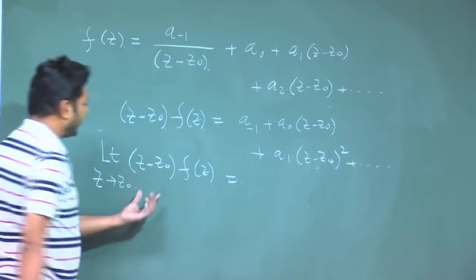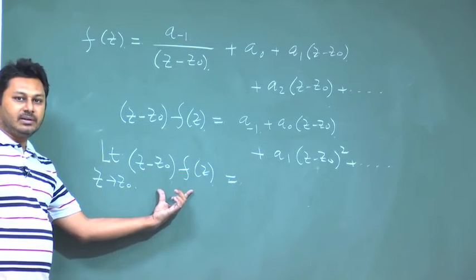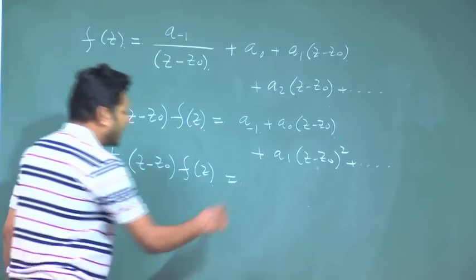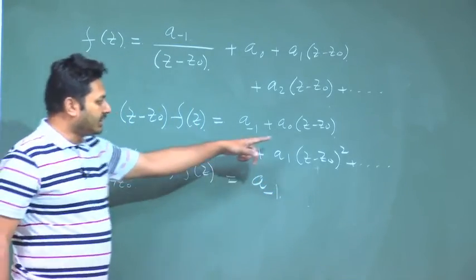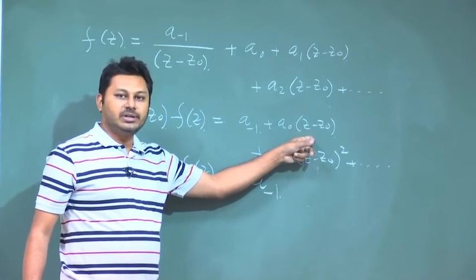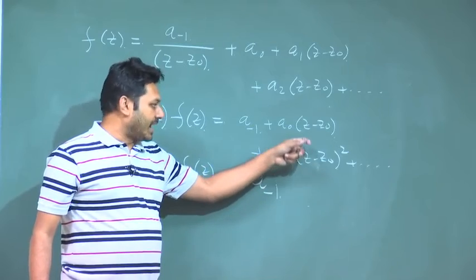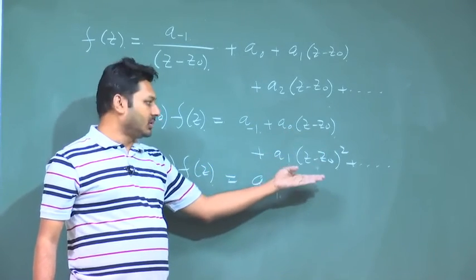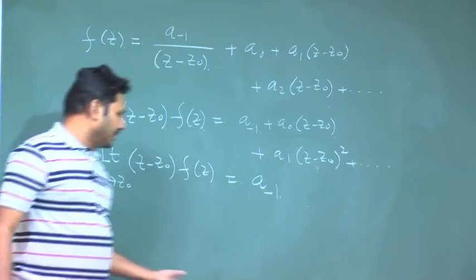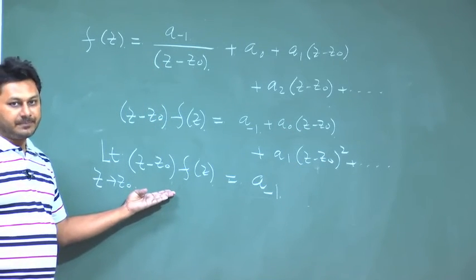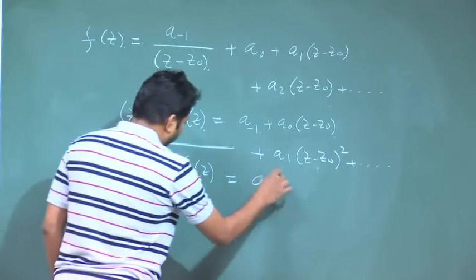If I take this limit, z tends to z0 of (z minus z0) f(z), then on the right hand side I will readily have the a minus 1 term, because there is no problem putting the limit at z equal to z0 in the other terms. It is an analytic part, so at z equal to z0 it is not blowing up. So this is the formula for finding the residue if the function has a simple pole.